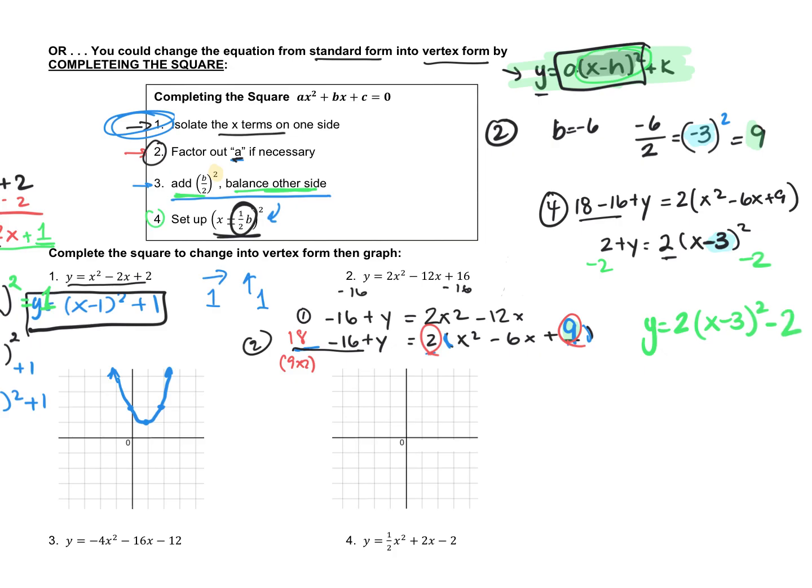Okay, now let's graph it. This part is telling me I'm going to shift to the right 3, but I'm going to go down 2. My a is 2. It opens up because a is positive. So 3 over, 1, 2, 3, down 1, 2. So your vertex is (3, negative 2), based on this up here. And then a opens up, so we're going to go out 1, up 2, out 1, up 2.